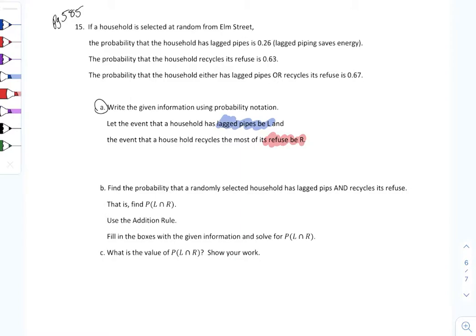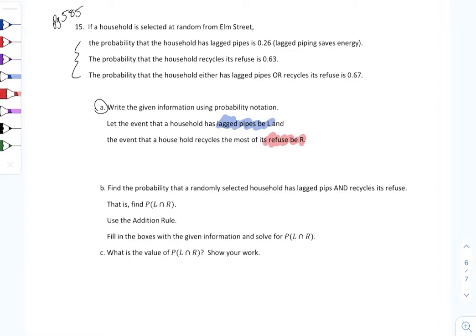So, if a household is selected at random from Elm Street, the probability that the household has lagged pipes, I have no idea what that is, so don't ask, is 0.26. The household recycles its refuse is 0.63. And the probability that the house either has lagged pipes or recycles its refuse is 0.67. So these three pieces of information can be written with probability notation, and it makes it a lot easier to see what's going on. So that's what we're going to do in part A here.